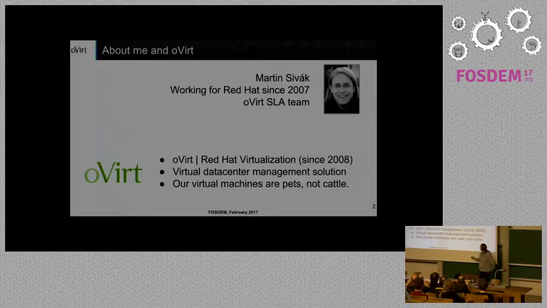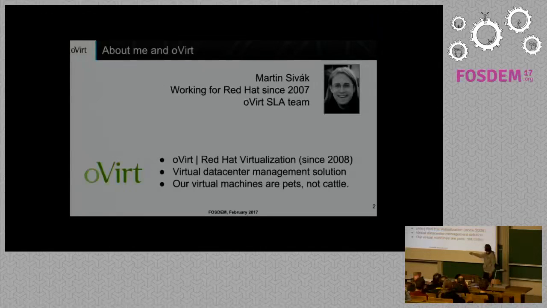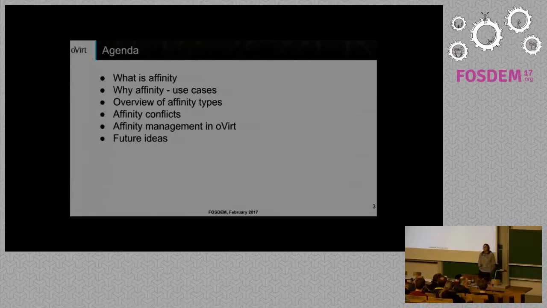There's one assumption about the oVirt project that's very fundamental to all the presentations you've heard today, and that's that our VMs are actually pets, not cattle, which means we'll do whatever we can to keep them running, and that's why we care about live migration, and that's why some assumptions and some decisions are like they are. So without further delay, what I'll be talking about today is VM Affinity.